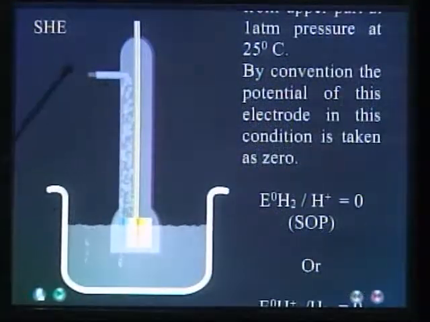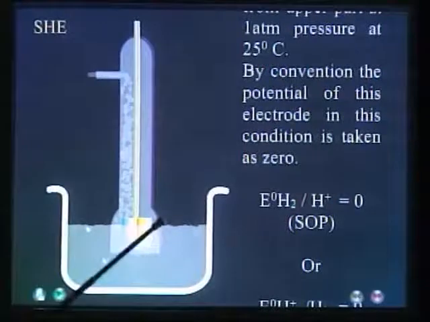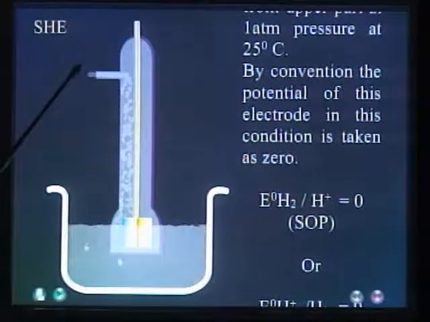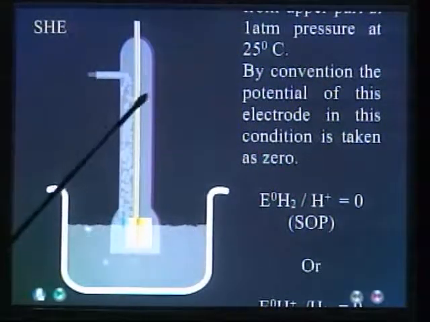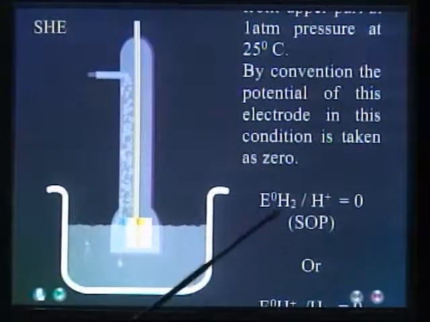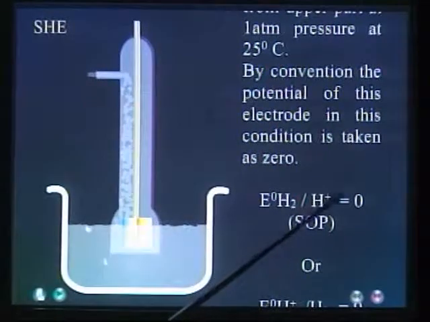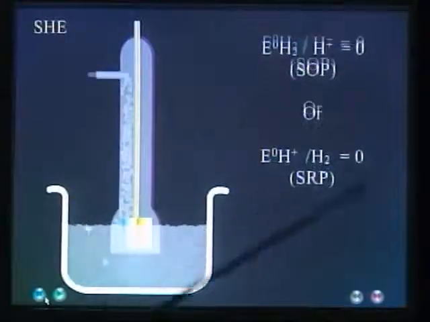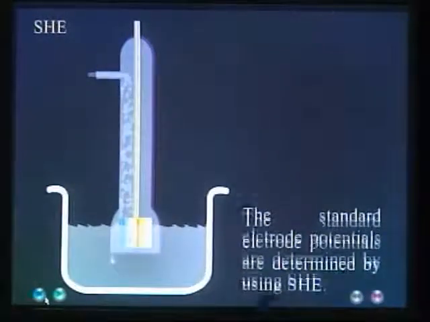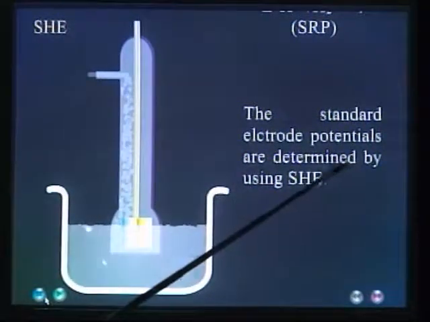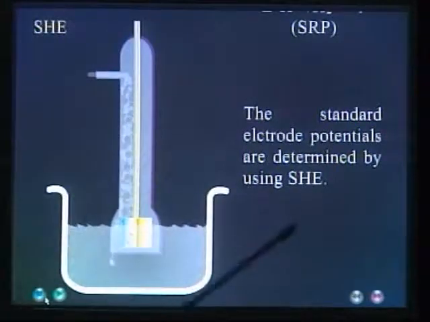When hydrogen gas is sent into a solution of 1 M H plus ion at a pressure of 1 atmosphere and a temperature of 25 degrees centigrade, the oxidation potential of this electrode is taken as 0 by definition. Therefore, the oxidation potential of hydrogen electrode is equal to 0. Similarly, the reduction potential of the electrode is also equal to 0. The standard electrode potentials are determined by using the standard hydrogen electrode.